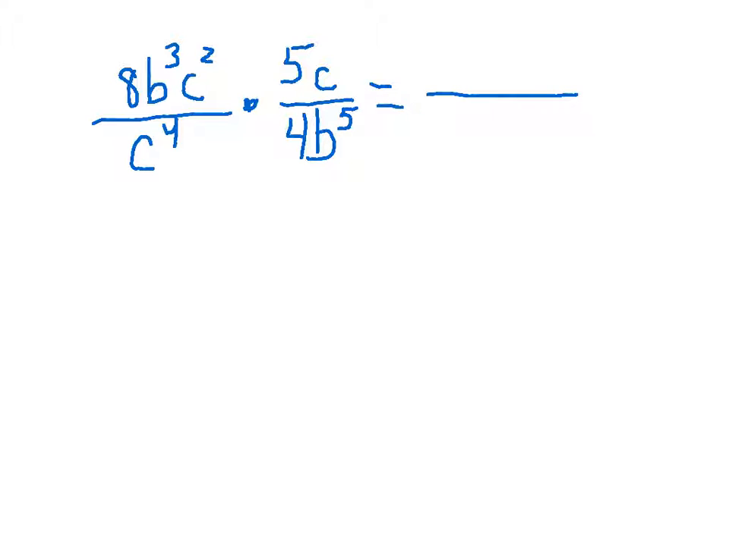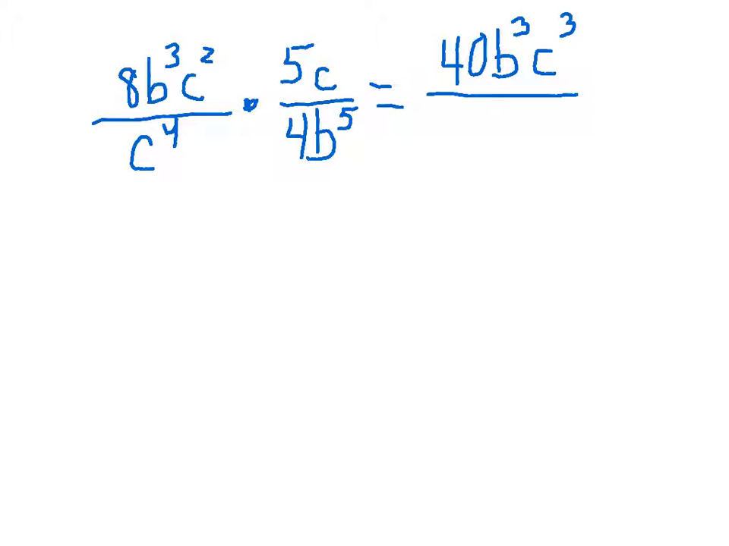We have 8 times 5, that's going to give us 40. So we're multiplying the numbers even though we're going to be adding exponents. When we look at our b's, there's only one chunk of them, b to the third. But when we look at our c's, we have c squared times plain old c, which is c to the first, and that's just going to be c to the third.